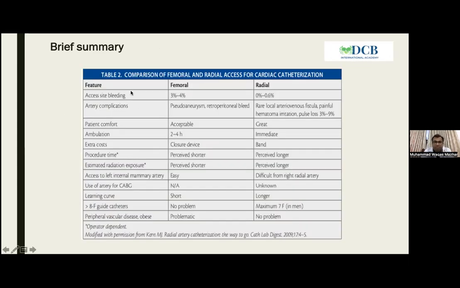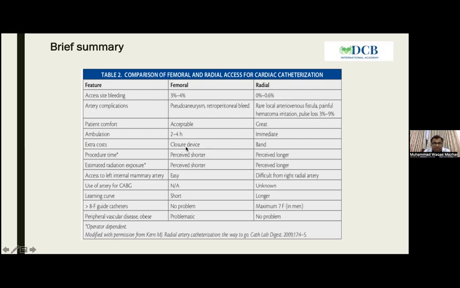So in a brief summary, comparison of femoral and radial artery access for cardiac catheterization: access site bleeding is 3 to 4% with the femoral artery, versus 0 to 0.6% with the radial artery. Arterial complications like pseudoaneurysm and retroperitoneal hematoma are more with the femoral artery, with rare local arteriovenous fistula, painful hematoma, irritation, pulse loss in 3 to 9% of cases. Patient comfort level is acceptable with femoral, but with radial it is very good and great. And ambulation is 2 to 4 hours after the femoral artery, and it is immediate after the radial artery access.